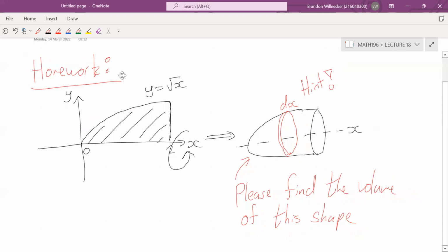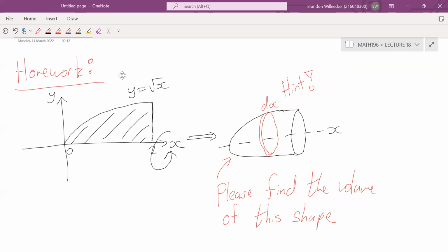So the outside curve is given by y equals root x, and it's going from x equals 0 to x equals 2. Please find the volume. And then the solutions will be uploaded this evening sometime.